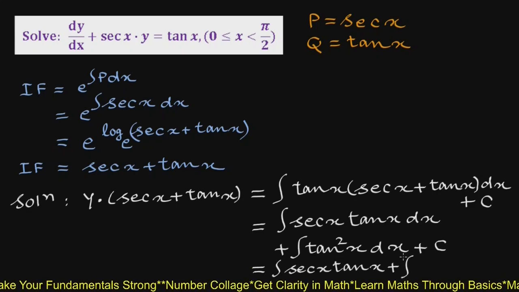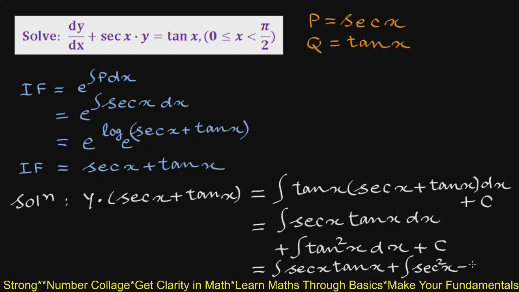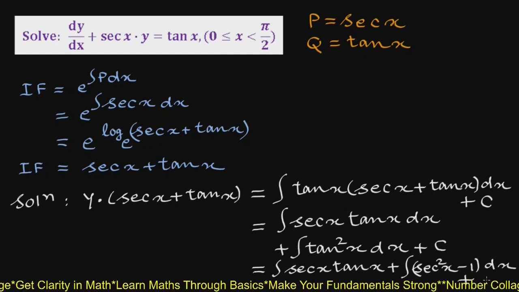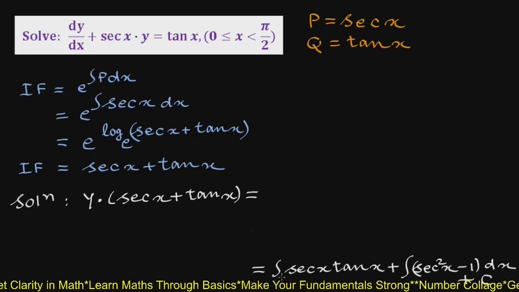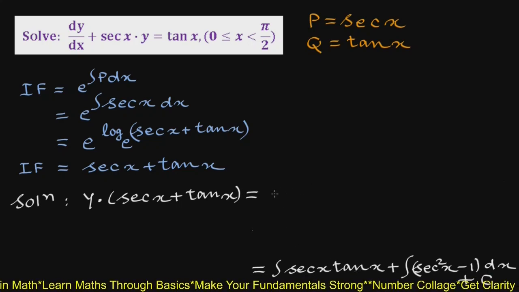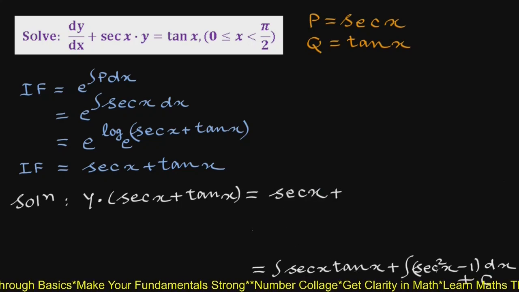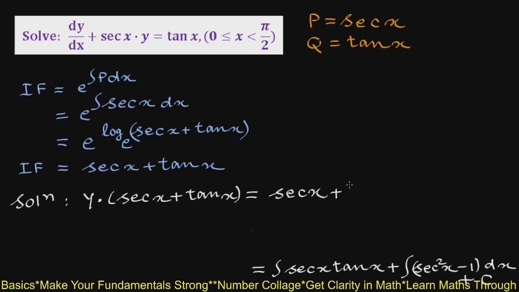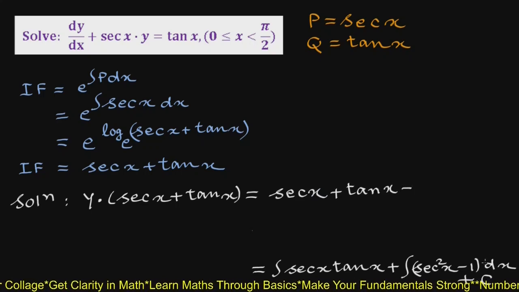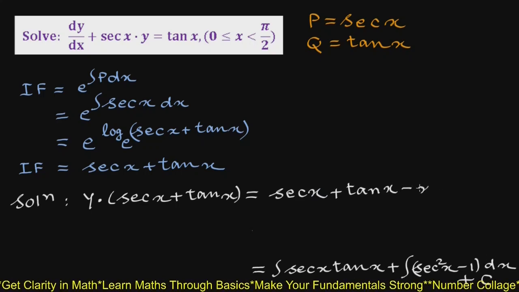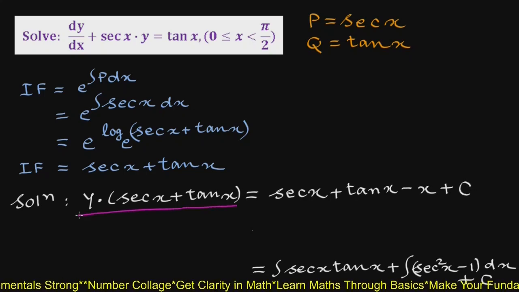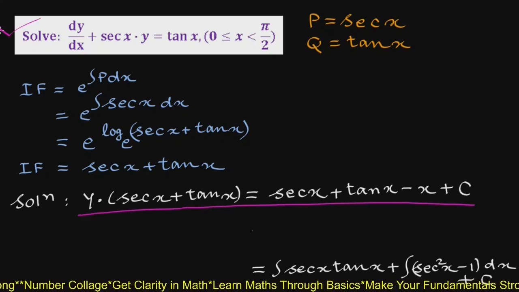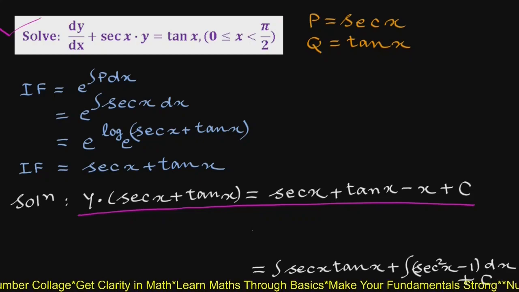In place of tan square x, we write sec square x minus 1 dx plus c, equals integral sec x tan x, which is sec x, plus integral sec square x, which is tan x, minus integral of 1 dx, which is x, plus c. So this is the general solution of this linear differential equation.